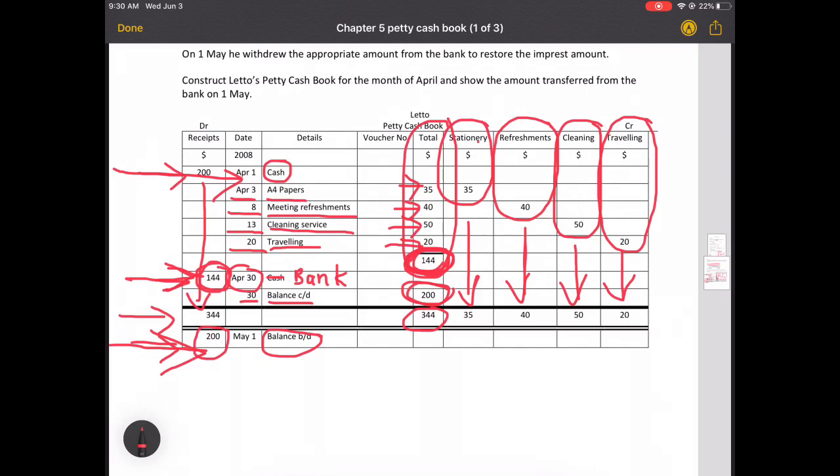Okay, so that's all for petty cash. Next week, for the next lesson, we will try some more exercises on petty cash book.